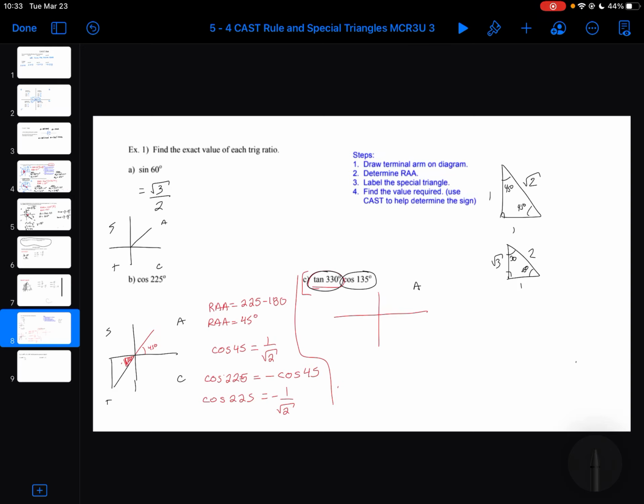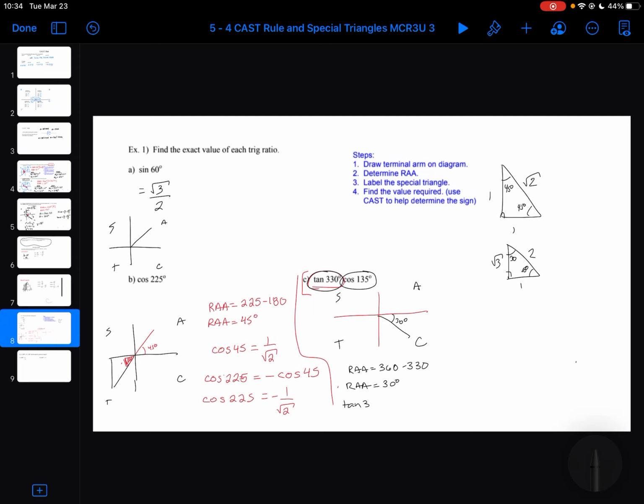I've drawn my quadrant here, and I'm going to label them. And then 330, I know is going to be in my last quadrant. Here, I know that my related acute angle is going to be 360 minus 330. So that gives me my related angle of 30 degrees.